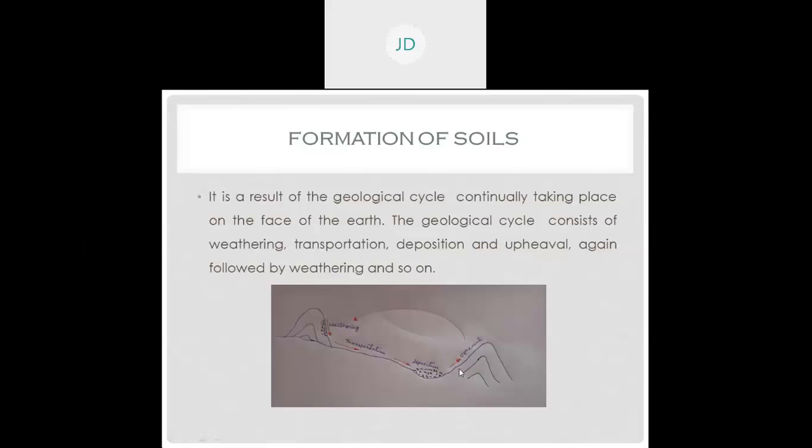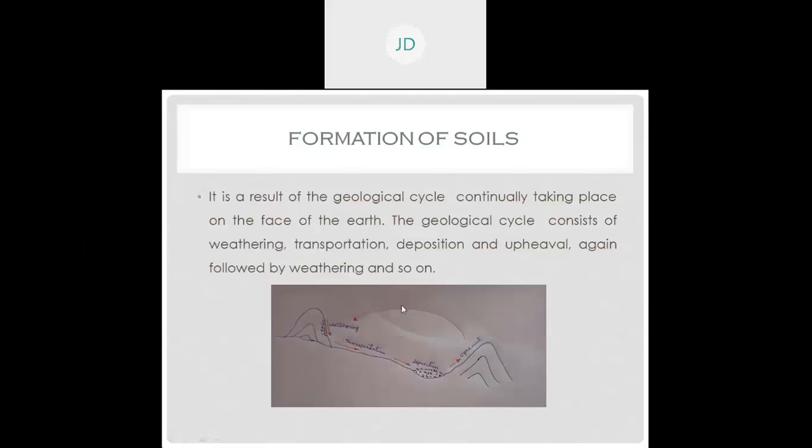Because of the displacement of the earth crust in an upward direction, the deposited particles can also be moved to a different position. From that position, weathering again takes place. So these are all natural phenomena. If there is no end, there is no start. So it's like a cycle.